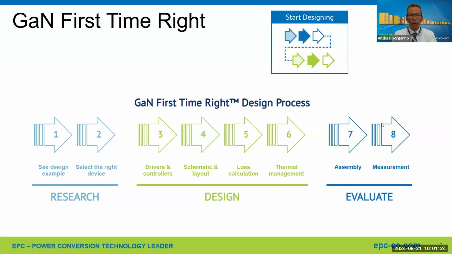So the thought process is to organize the material and the tools into a similar process to what a design engineer will do when implementing a GaN in their solutions. So you see here, we split it into 8 steps from the very initial research stage through the design to the evaluation. And all the material is organized in these pages, including some of the tools that we have developed over the years to support design engineers in utilizing and implementing GaN in their solutions.